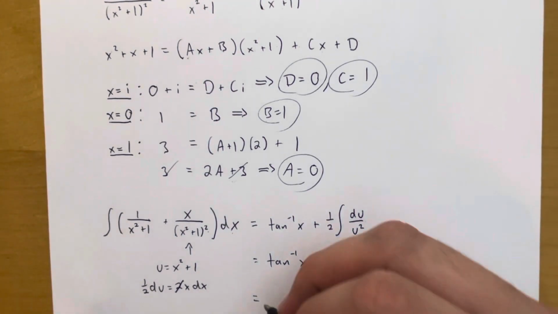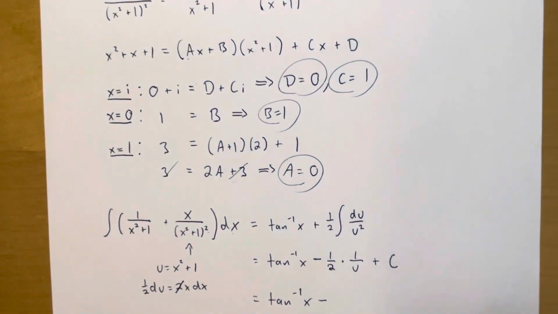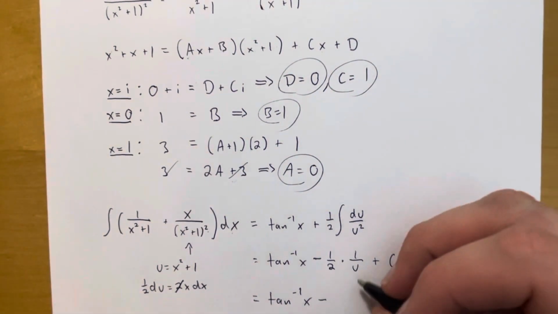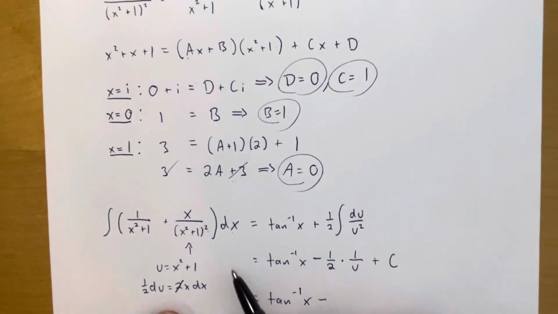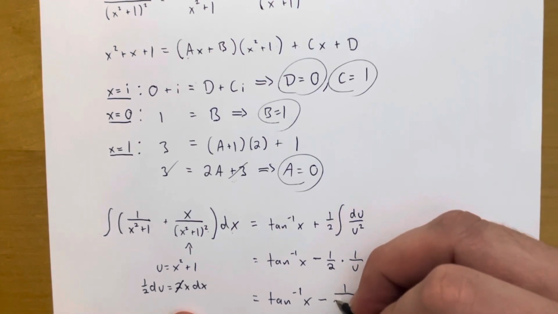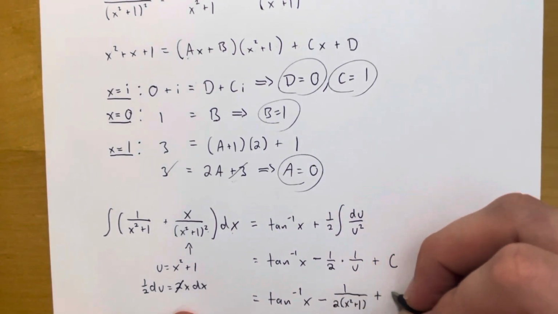That's equal to the inverse tangent of x minus, hold on one second. Sorry about that. 1 over 2 times u, but u is equal to x squared plus 1. So I can write that as 1 over 2 times x squared plus 1. And then I'm going to have my plus c there.